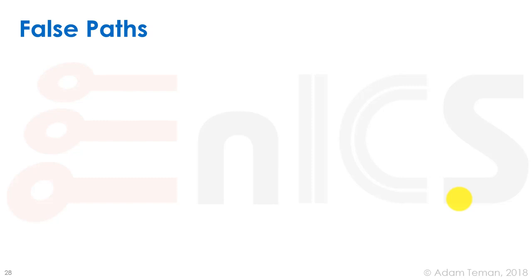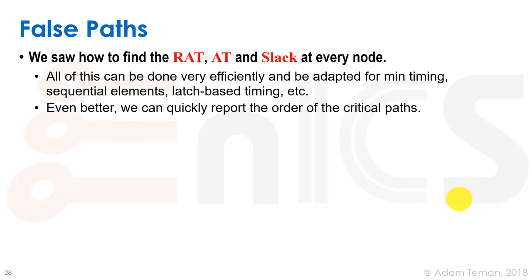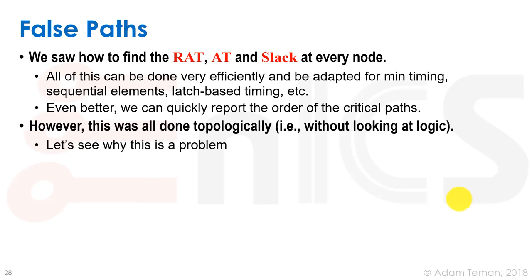There is one problem called a false path. So we saw how to find RAT, AT and slack at every node, and this can be done very, very efficiently, and it can be adapted for min timing, sequential elements, latch-based timing, etc. Even better, we can quickly report the order of the critical paths. However, this was done all topologically without looking at the logic. Why is this a problem?